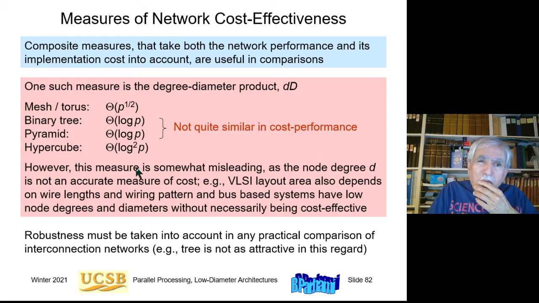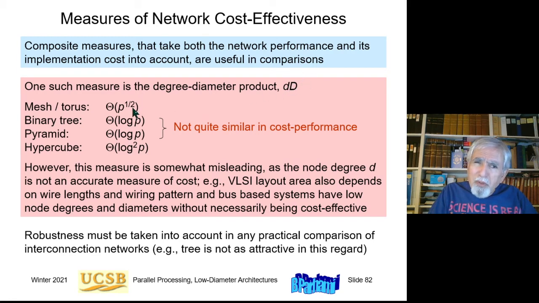Okay, one measure of network cost effectiveness that we talked about before is the degree diameter product. So remember, the degree is basically a rough measure of the node complexity and therefore node cost. The more ports a node has, the more costly it becomes. And the diameter is basically a measure of communication latency, or communication cost, if you will. So we want to minimize this product. In other words, minimize the cost of the node and at the same time minimize the communication latency. So it may seem a good idea to minimize this product.